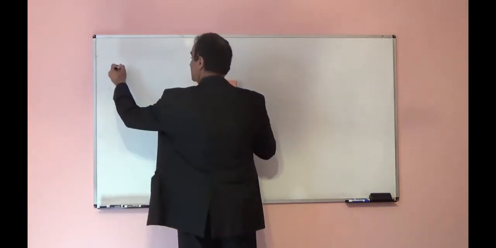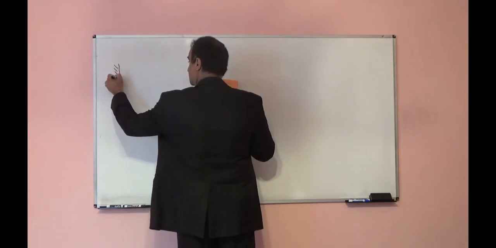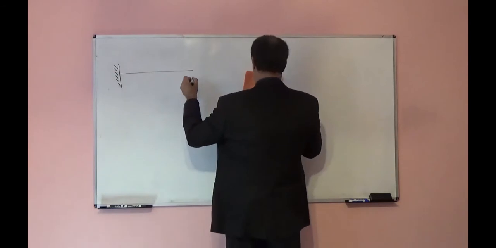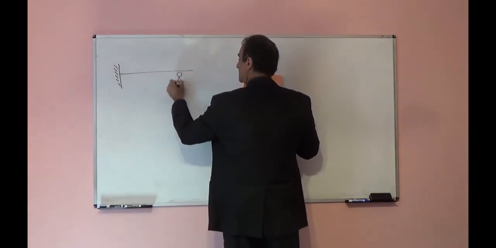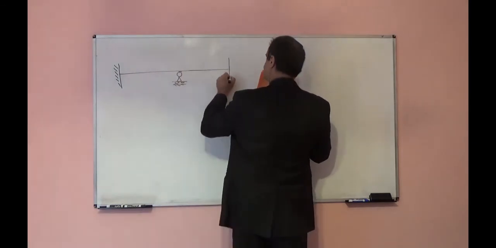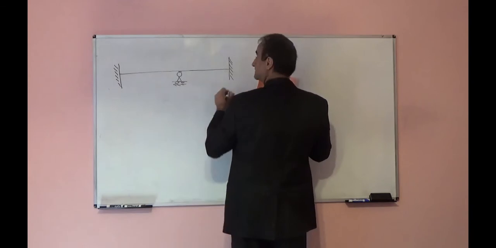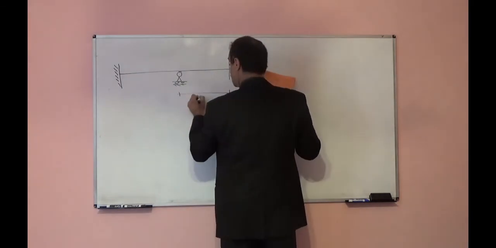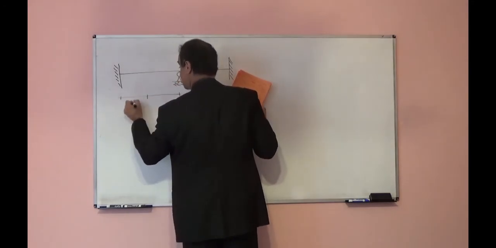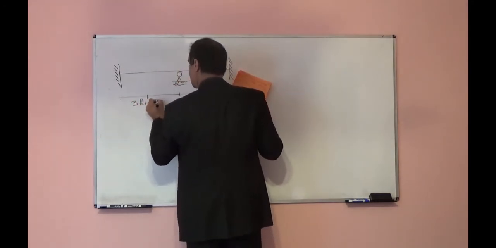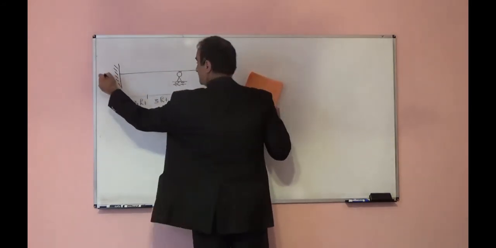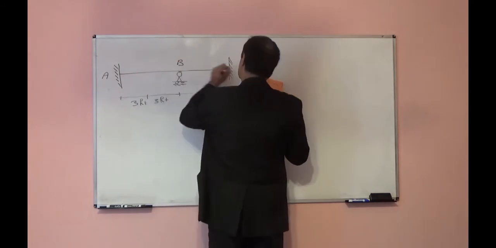Let's look at this beam. This is one continuous beam. This part is 4 feet. This part is 6 feet, 3 feet, 3 feet. The entire span is 6 feet. Points A, B, C.